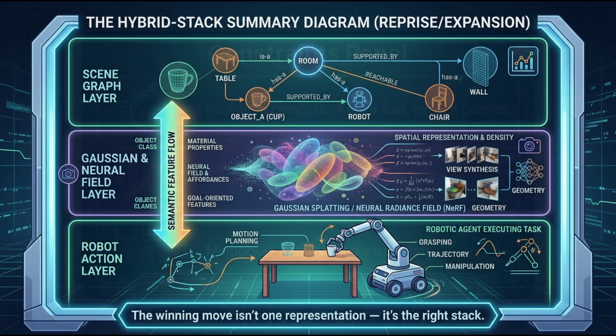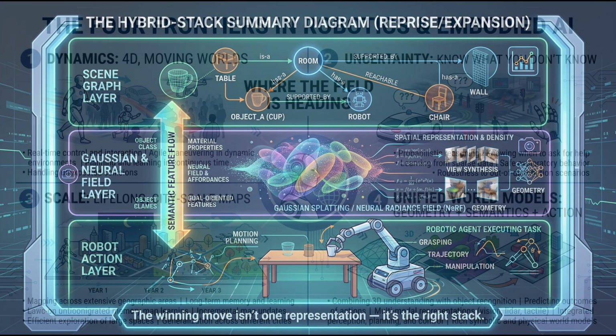Step back and you'll notice the field is quietly converging on a pattern rather than a single winner, a hybrid stack. A structured scene graph for high-level reasoning and planning, a differentiable geometric field, Gaussians or neural, for photoreal perception and precise action, and semantic features threaded through the whole thing so language can address any level. No single representation wins the scorecard on all 6 axes. The art is in composing them.